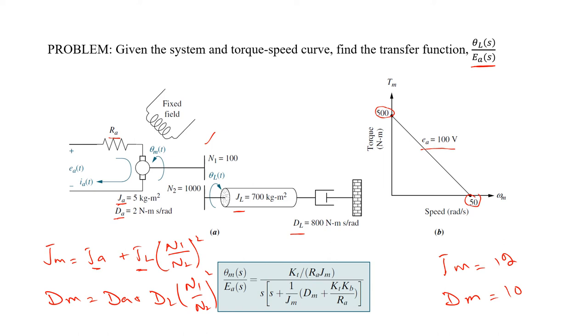Now to find the electrical constants, we will take help from the torque speed curve. If you remember from the previous discussion, KT divided by RA was equal to T stall divided by EA. We already know T stall is 500, and EA equals 100. Hence, KT divided by RA will be just 5. Similarly, we can find KB from the expression KB equals EA divided by omega no load. EA is 100 and omega no load is 50, so KB will be just 2.